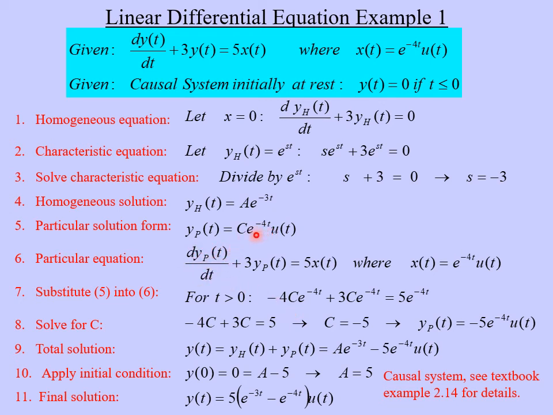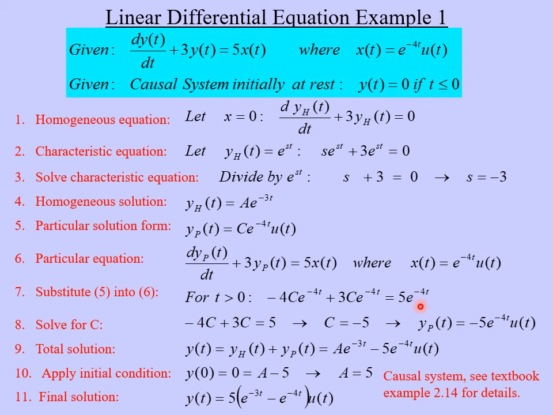So I'm going to have minus 4, that comes out in the front, minus 4c times e to the minus 4t, plus 3 times y particular. All right. And again, y particular is this right here. So I have 3 times c times e to the minus 4t equals, now remember the right side here is 5x, and we use this for x. So it's equal to 5 times e to the minus 4t.